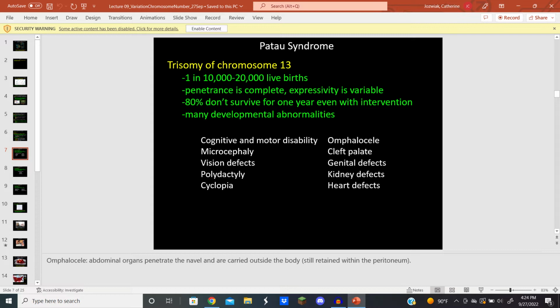to some extent, right? So you'll have sort of a membrane that passes through the navel, and on the outside of that will be portions of usually the alimentary canal, like the large and small intestines. Cleft palate is fairly common, and then there are genital kidney defects and heart defects, which arise from this. So you can imagine that people do not grow to reproductive age if they have trisomy of chromosome 13.